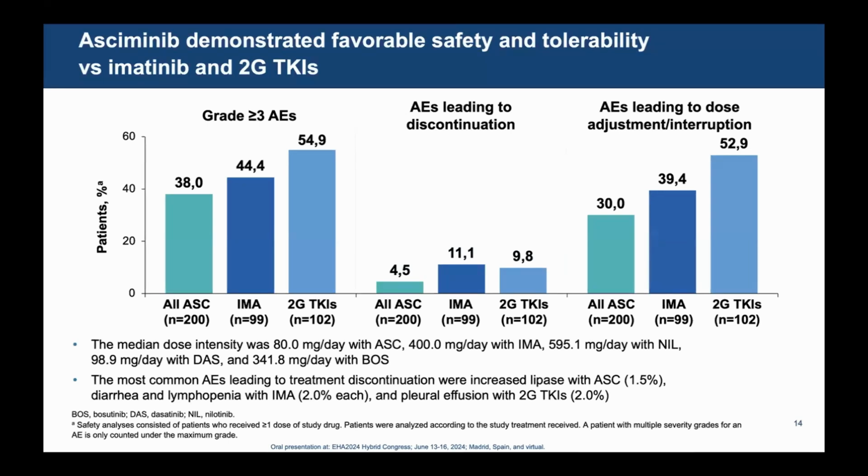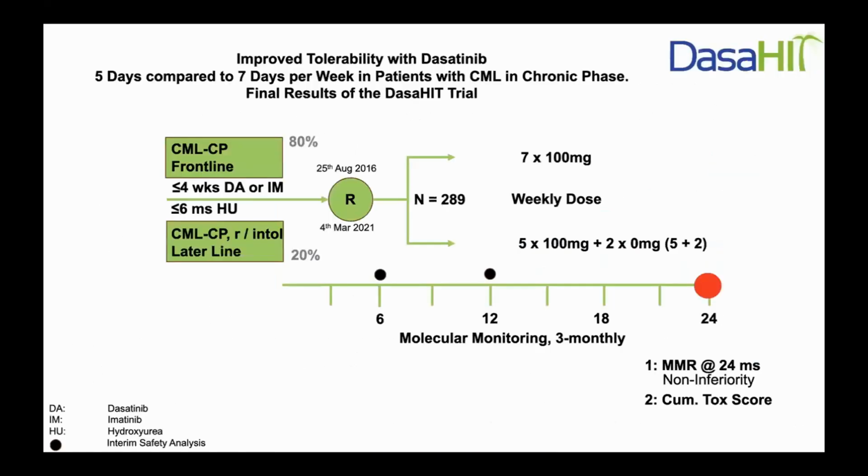And the dose adjustment was, of course, regulated by the protocol. 30% of patients needed a dose adjustment. This number is smaller than with Imatinib and the second generation. All in all, Asciminib showed a favorable safety profile as expected because it's BCR-ABL specific, and on the other hand, a higher efficacy after 48 weeks of treatment.